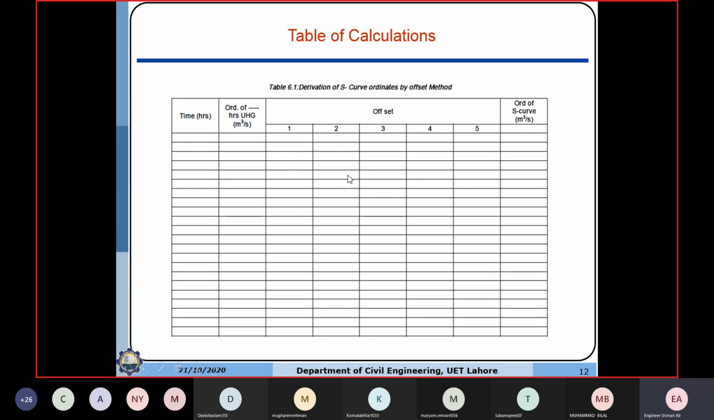For the second offset, another 4 hour lag will be given with respect to the first one, so the first ordinate of the second offset will start at the 8th hour. The first ordinate of the third offset will start at the 12th hour, for the fourth offset the first ordinate will start at the 16th hour, and for the fifth offset it will start at the 20th hour. In this way, you will take the offsets, meaning you will write the same ordinates of the 4 hour unit hydrograph with a lag of 4 hours each in respective offsets from each other.